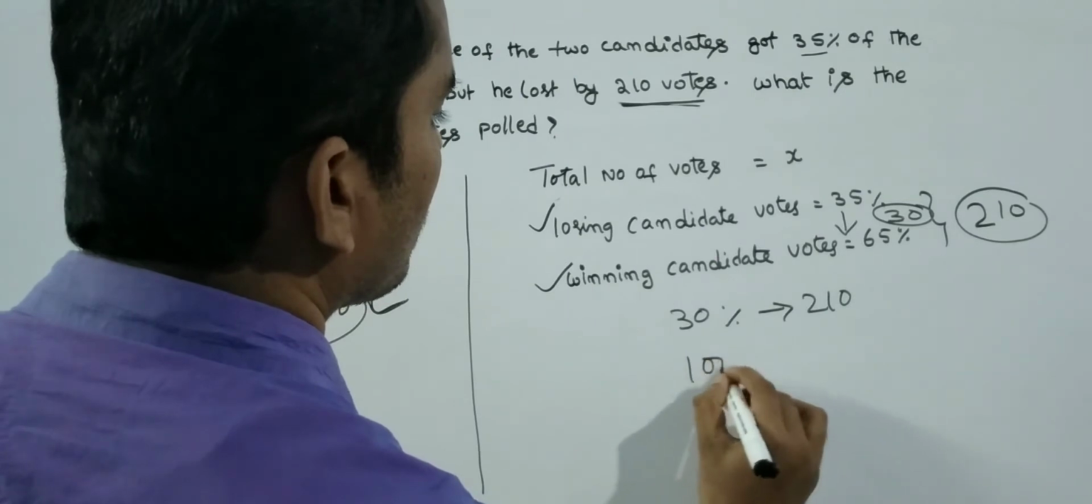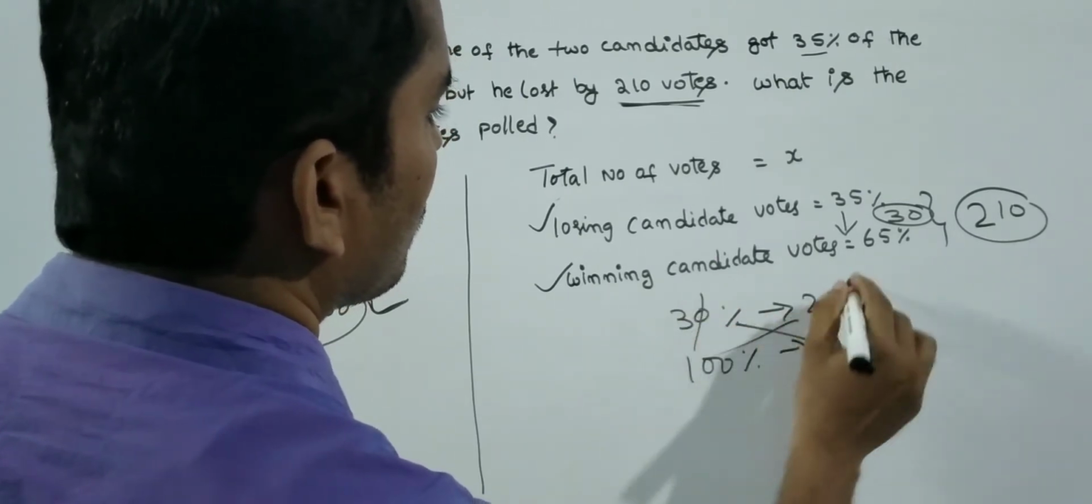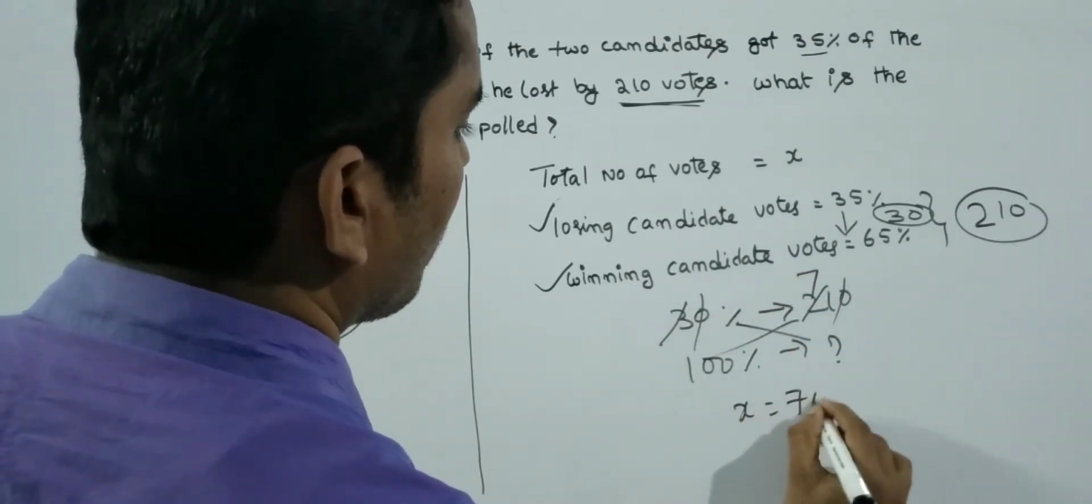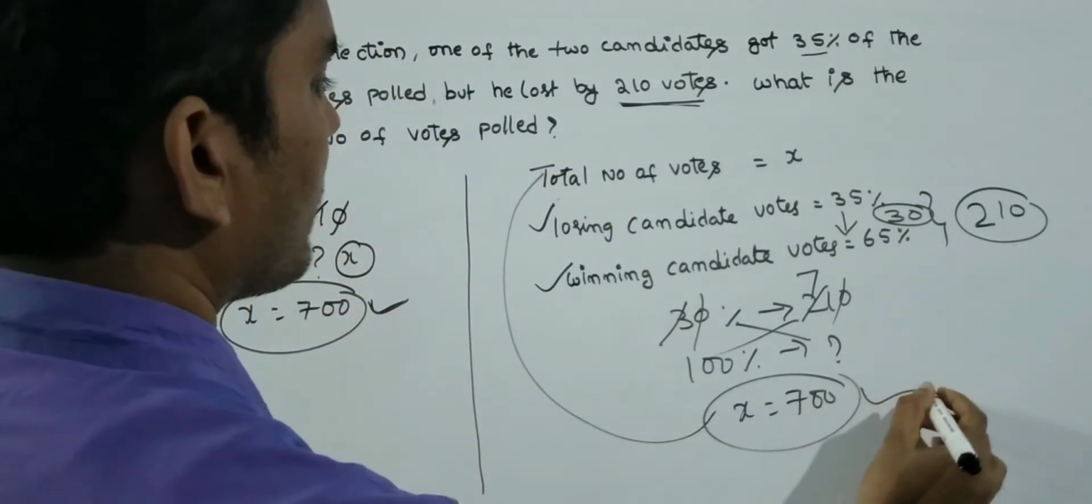Then 100 percentage is how much? So go for cross multiplication. Cancel the zeros, 3 sevens are 21. So x equals 700. Total number of the votes is 700.